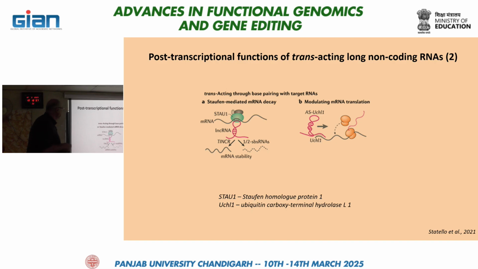And this is the last example. They can interact with other RNA. You saw this example, the Staufen-1 protein, and you have two different long non-coding RNAs. In one case, it will stabilize the transcript, and in the other case will push this system to degradation of the mRNA. Look at this. This is a really fantastic example. And finally, it can modulate mRNA translation.